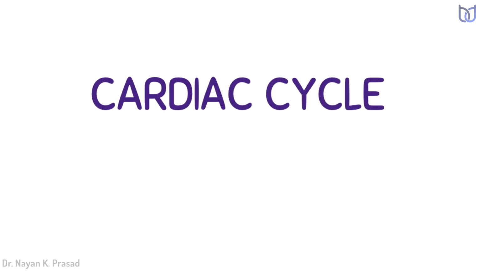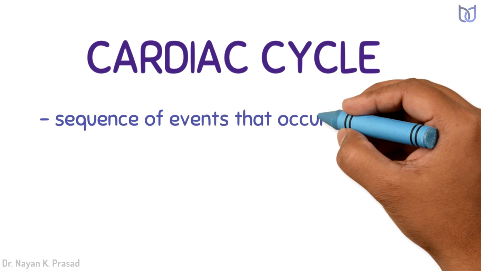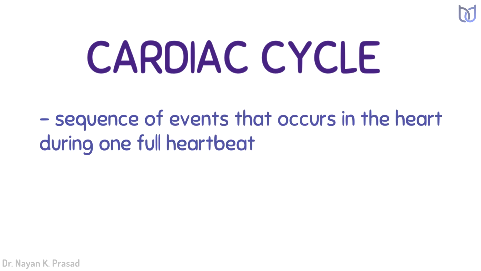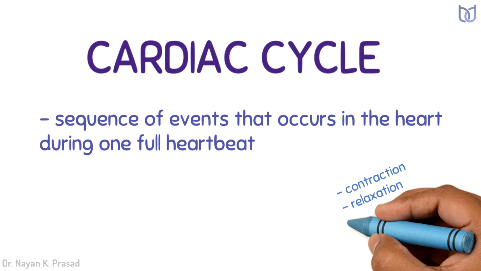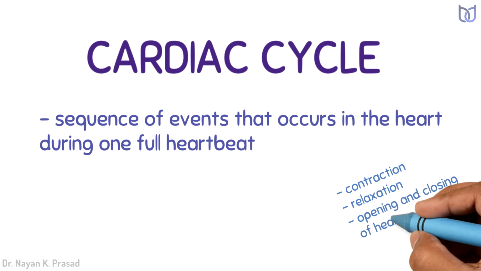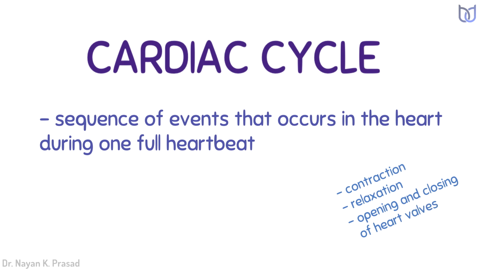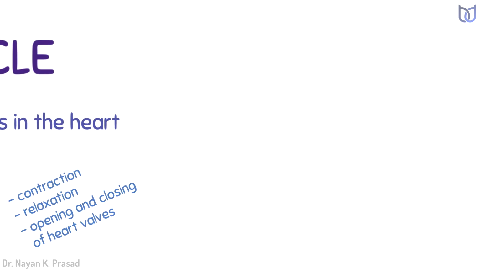Cardiac cycle. The sequence of events that occurs in the heart during one full heartbeat is termed as cardiac cycle. These events include contraction and relaxation of the chambers of the heart associated with opening and closing of the heart valves. At a resting heart rate, the human cardiac cycle is completed in about 0.8 seconds.